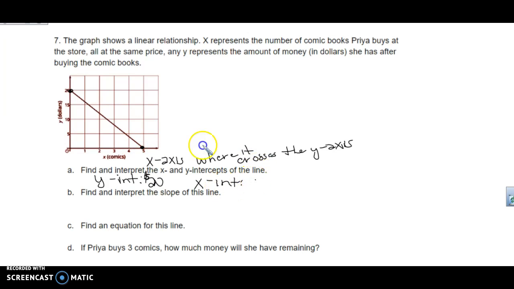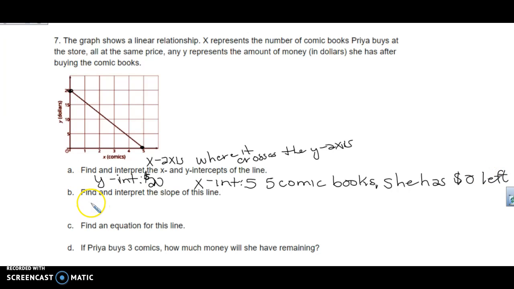The x-intercept, where my line crosses the x-axis, is right here at 5. So the x-intercept is 5. And what that is telling us is that when she buys 5 comic books, she has no money, or she has $0 left.